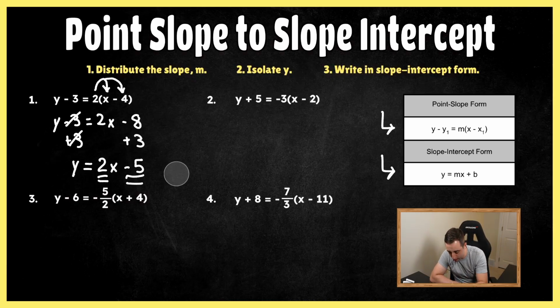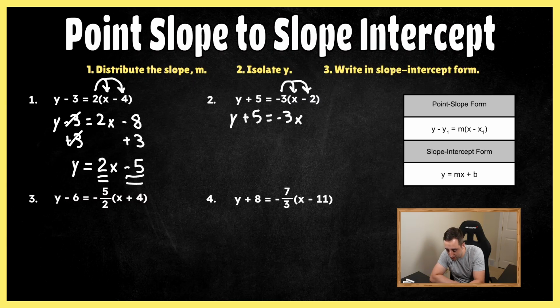So I'm going to get rid of this just so we have some space here. And now number 2, again, set up like point slope form. We want to distribute our slope right off the bat. So negative 3 is going to be distributed to x and negative 2. Y plus 5 is just going to be brought down here, equals negative 3 times x is negative 3x. Negative 3 times negative 2 is a positive 6.